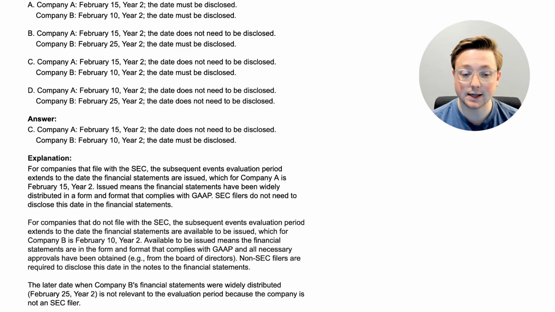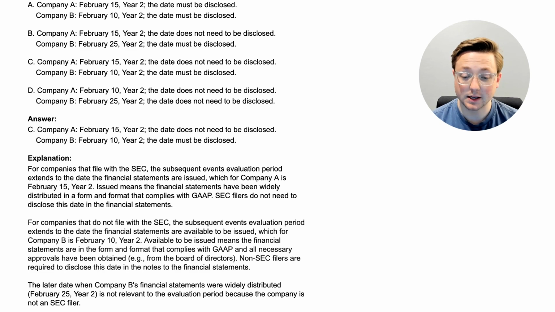SEC filers do not need to disclose this date in the financial statements. So that's an SEC filer. They use the date that the financial statements were issued, but that doesn't have to be disclosed. Whereas, for companies that do not file with the SEC, the subsequent events evaluation period extends to the date the financial statements are available to be issued, which for Company B is February 10, year 2.